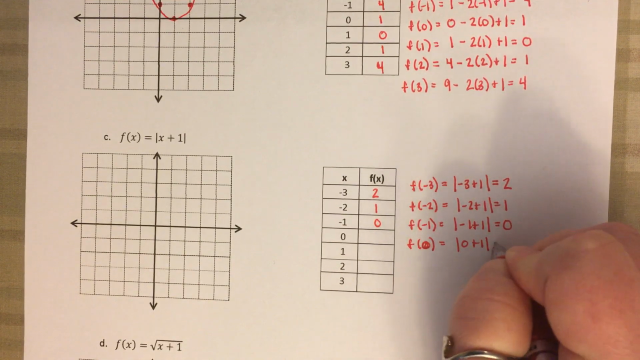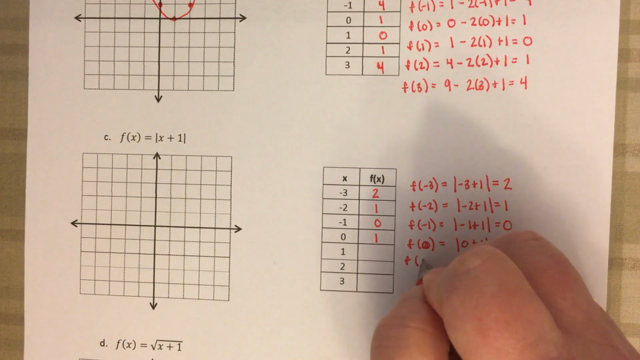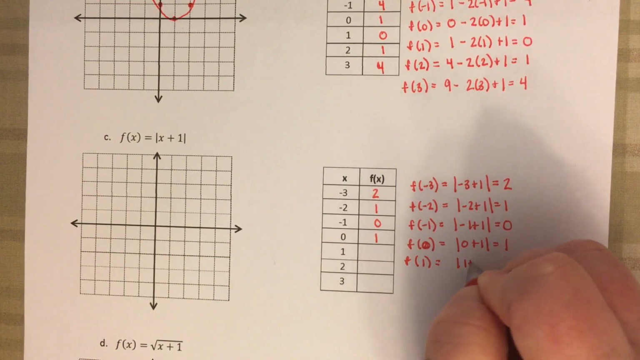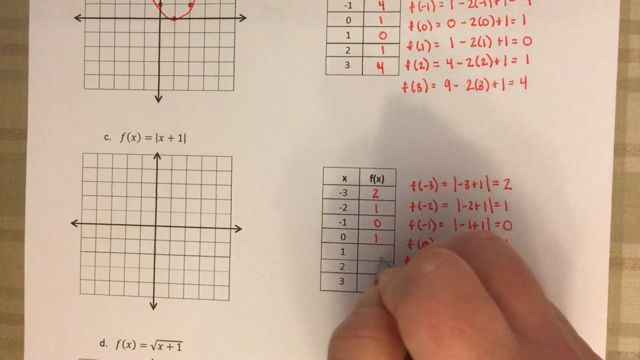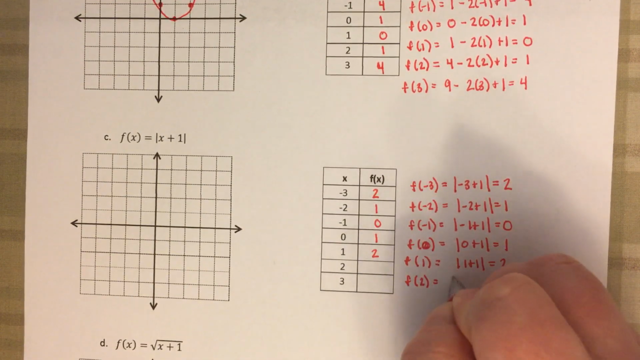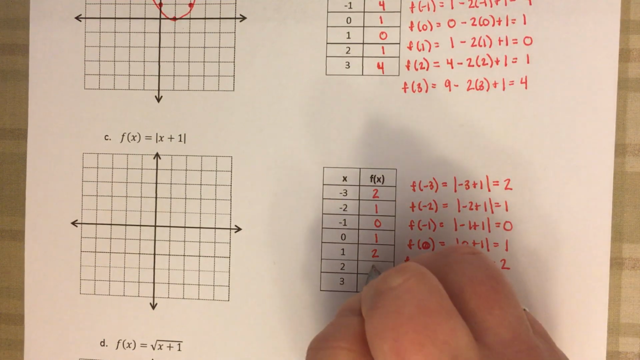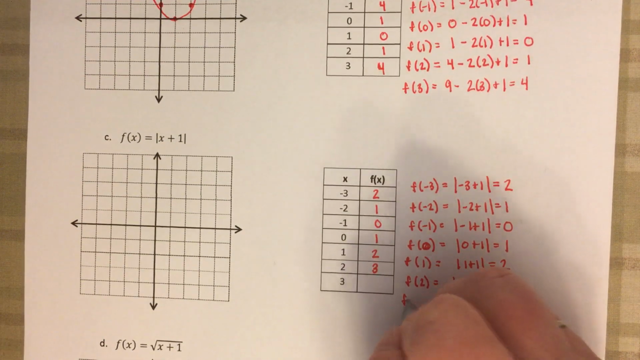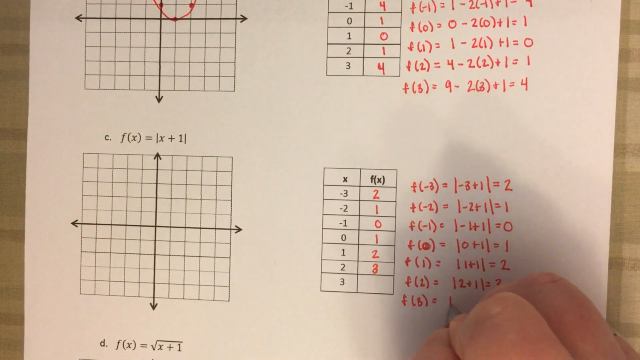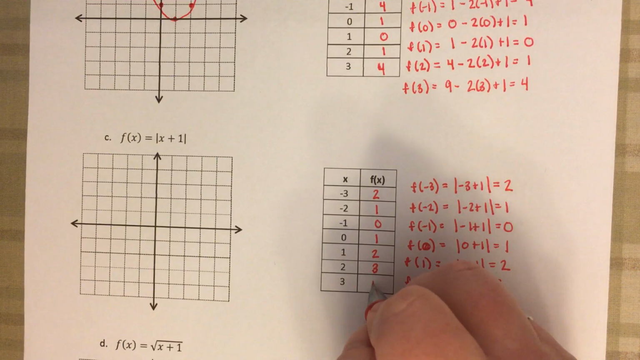0 plus 1 is 1. Absolute value of 1 is 1. 1 plus 1 is 2. Absolute value of 2 is 2. 2 plus 1 is 3. Absolute value of 3 is 3. 3 plus 1 is 4. Absolute value of 4 is 4.